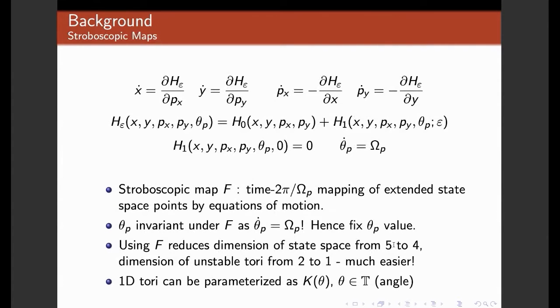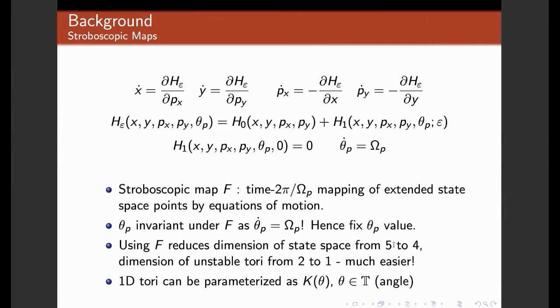So first thing, we are able to reduce the dimension of our state space by taking what we call a stroboscopic map. Basically, all this is, you take any point in your extended state space, the 5D state space, and propagate it forward by the equations of motion by time 2 pi divided by the perturbation frequency. And because in that much time, the perturbation phase, theta p, goes around by 2 pi, it's essentially fixed under the effect of this map F.